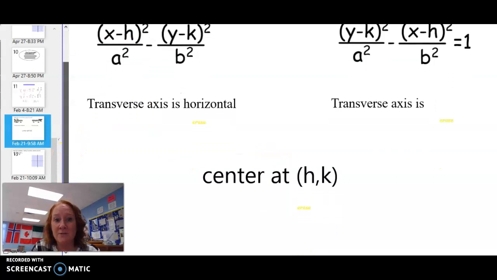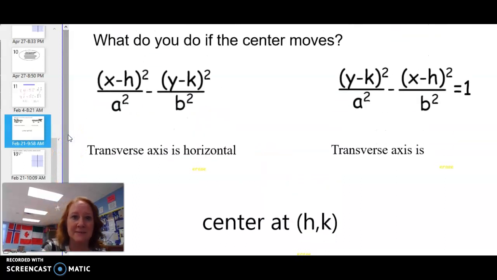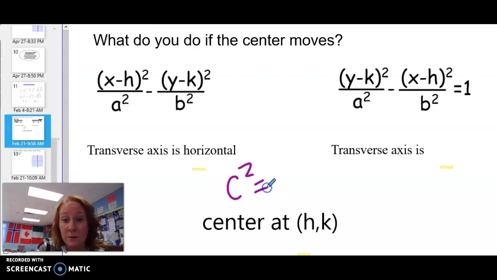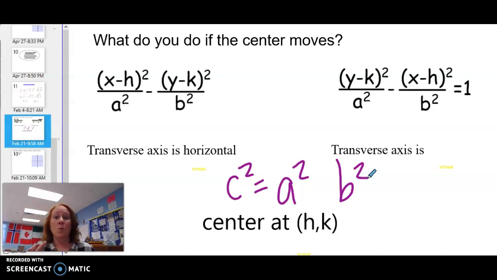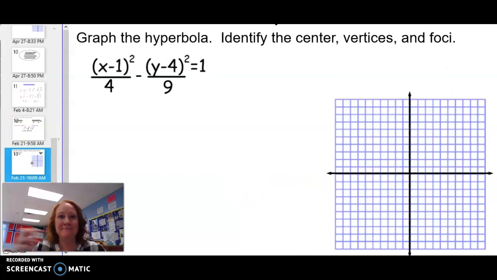And so then how do we find our foci? Is that even in here? I don't think it is. So c squared equals, we know we've got our a squared, b squared. Well, because it's going like this, the foci are farther away from the center than your vertices, so you add it. So again, it's always the opposite sign. So for ellipses, you subtract. Hyperbolas, you add.